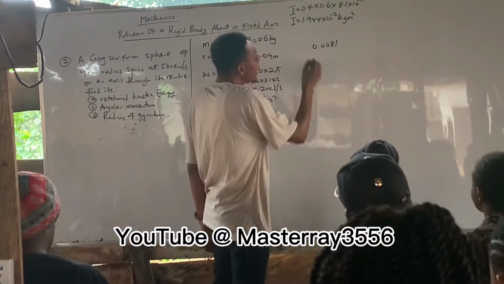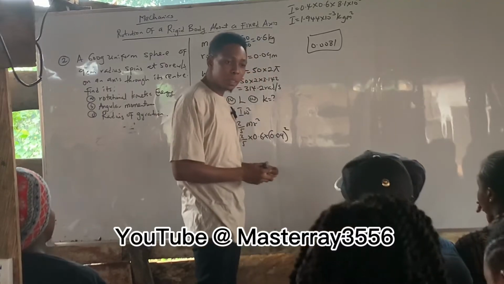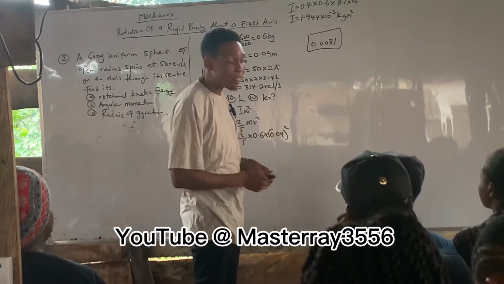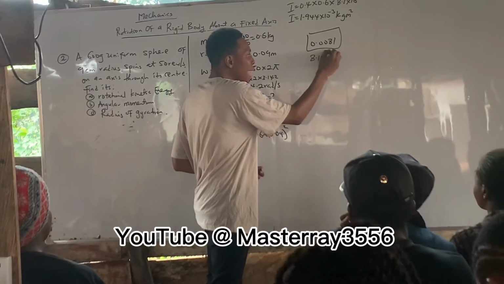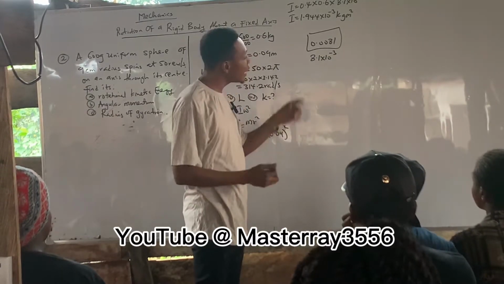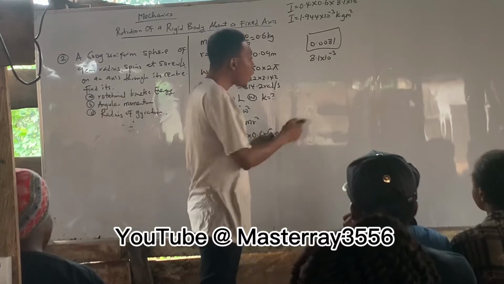0.0081. Now this one is in ordinary form. Are you getting me? If you want to express it in standard form, it's written as 8.1 times 10 raised to power minus 3. Minus 3 is telling us that it has how many zeros? 3 zeros.